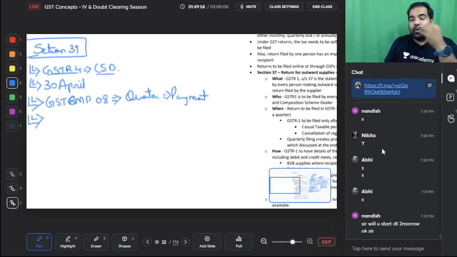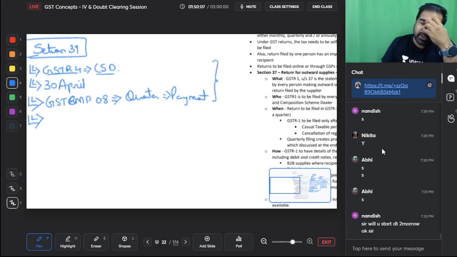Guys, here if you come out of the composition scheme during the year, then you have to file till the time you were in the composition scheme. You have to follow this. After you get out of the composition scheme, you have to file GSTR3B.